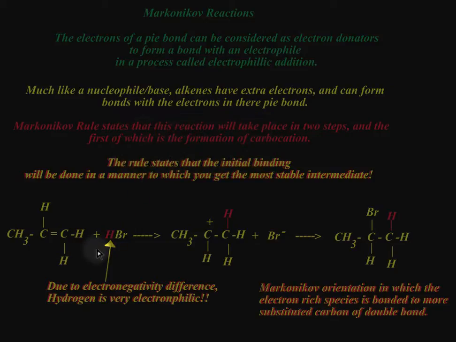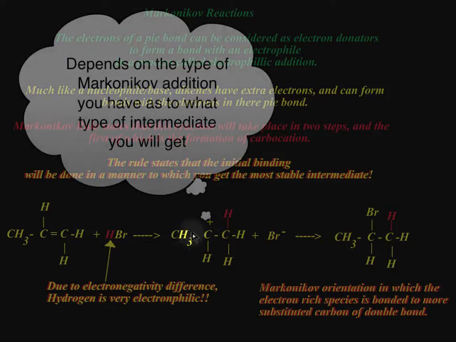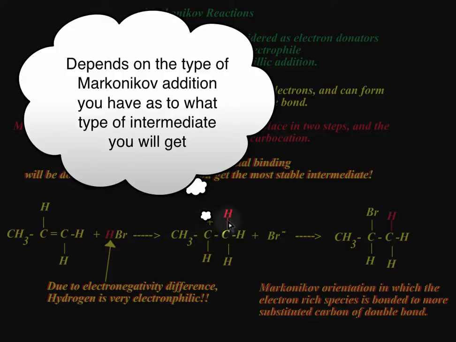All right, so two-step process again. You're going to get a carbocation intermediate for Markovnikov reactions. There are other reactions where you might get a cyclical intermediate, okay? But basically, this is the general rule. You're going to want to form the most stable intermediate.